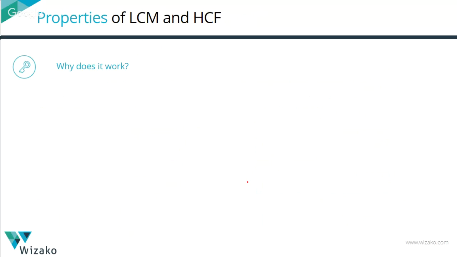We'll check out why it works. I'm going to use the same numerical example. 20 prime factorized as 2 square into 5. 24 prime factorized as 2 cube into 3. The LCM, what all did we pick? We picked a 2, 3 and a 5 in the respective highest powers. So 2 cube into 3 into 5 was our LCM.